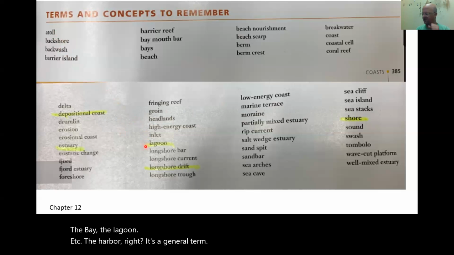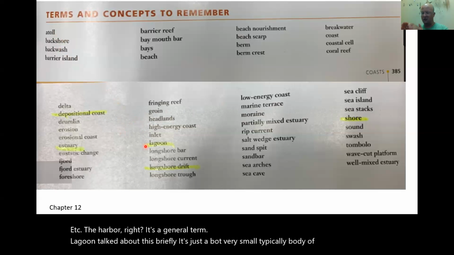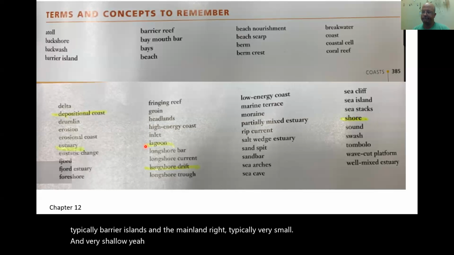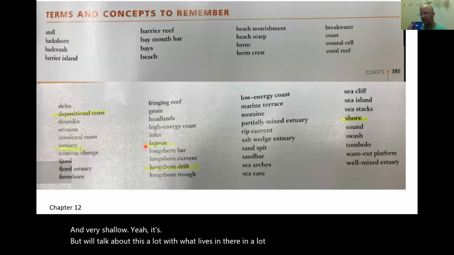Lagoon, we talked about this briefly. It's just a very small, typically, body of water between typically barrier islands and the mainland, right? Typically very small and very shallow. But we'll talk about this a lot with what lives in there, and a lot of animals live in there. So it's a very important habitat.